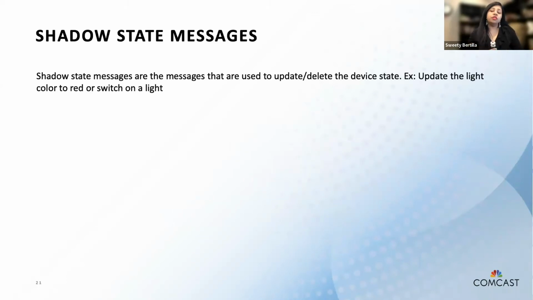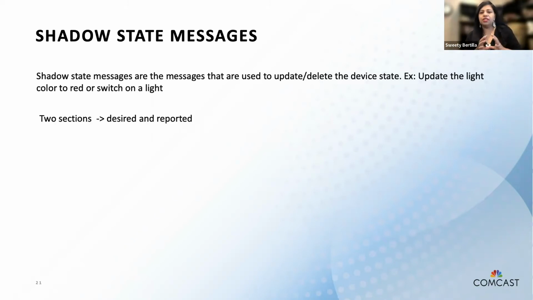First of all, we have to understand what shadow state messages are. Shadow state messages are messages used to update or delete a device state. For example, I have a light device and I want to update it to turn it on or set a color. All this is what you call updating the shadow state. Or you can delete the state, saying that I don't want to receive any more shadow state updates for this light.